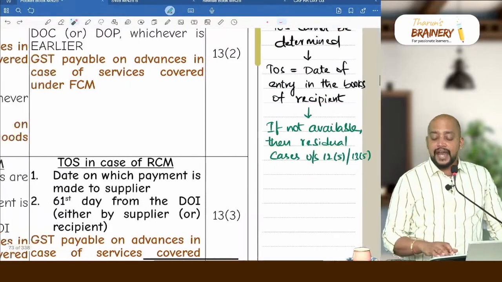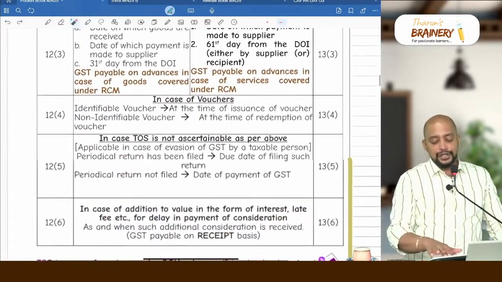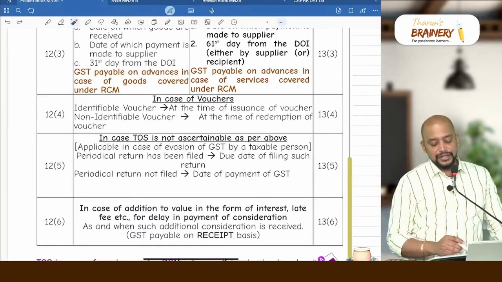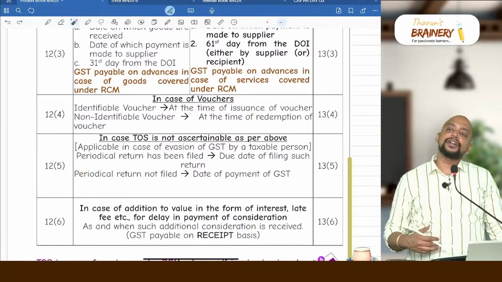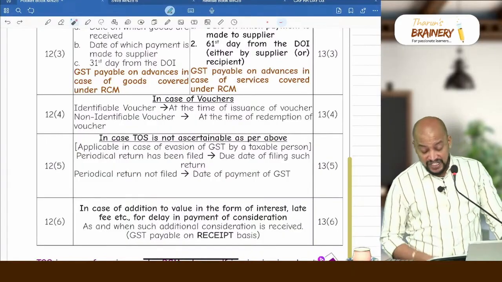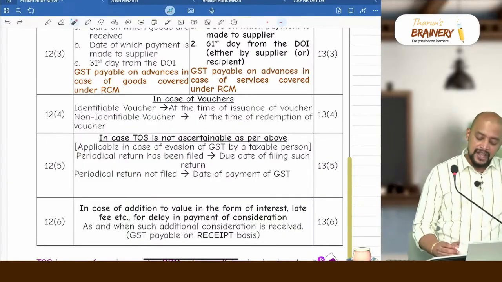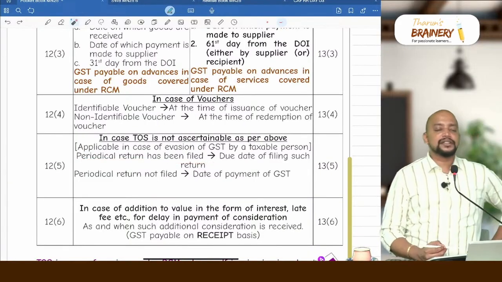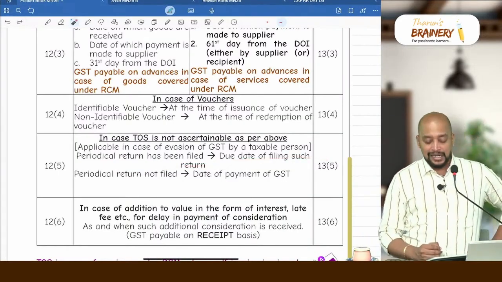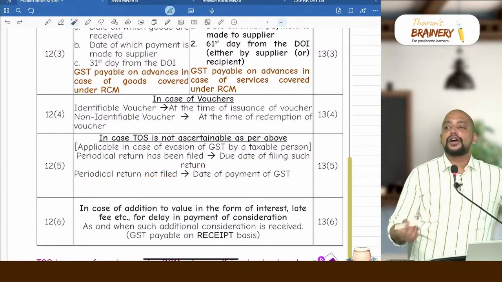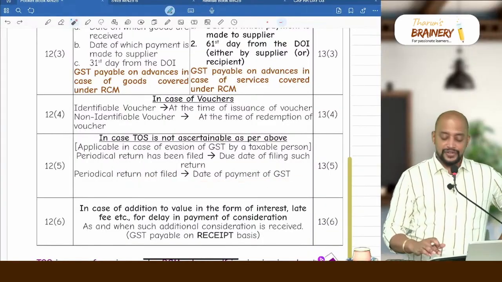Means what? We have evaded the tax. We tried to evade the tax. That's where residual case will come into picture. In that case, whether due date of return is available, which means that he is a registered person. Where the person is required to file returns, means he is a registered person. Whatever is the due date of filing that return, that should be taken. Where the periodical return is not required to be filed, the date of payment of GST.